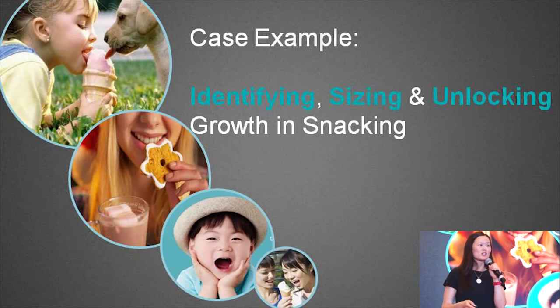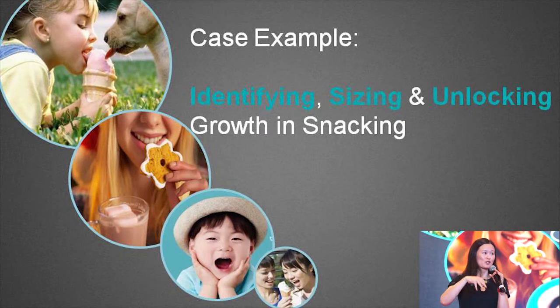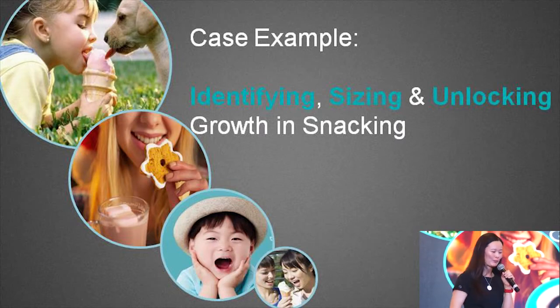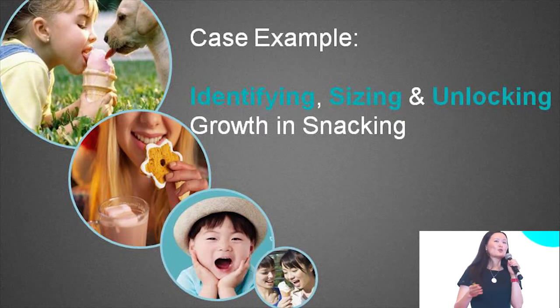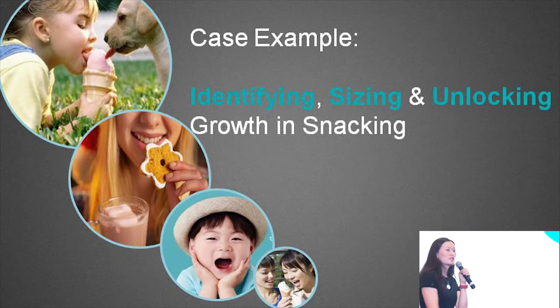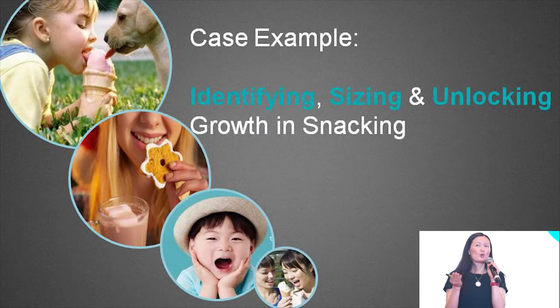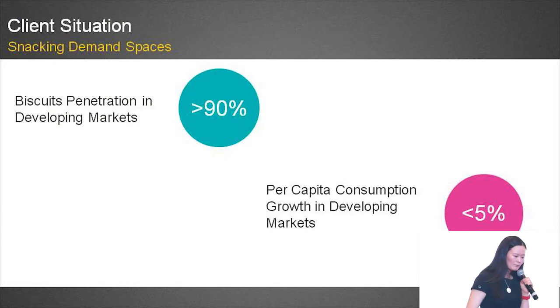This is a case about a biscuit. In this case, we worked in 3 countries, so it has gone beyond China. If you are a snack or biscuit manufacturer, it may not be directly applicable to you, because this is a combination of 3 markets. In the biscuit market in China or in the other markets, the biscuit penetration is already very high, even in the developing markets exceeding 90%. But the per capita consumption growth in the developing countries is less than 5%. That is why this category takes a lot of effort to develop the market.